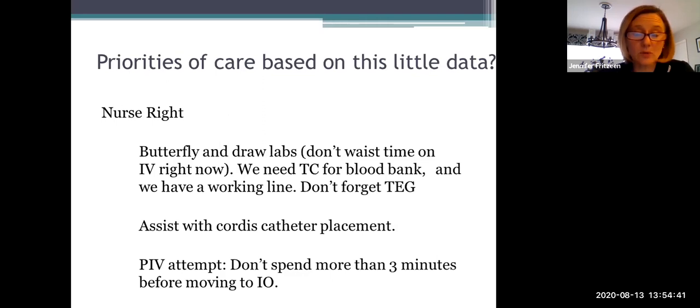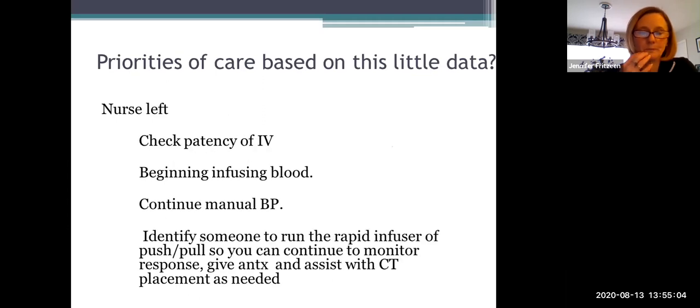Nurse Wright could also assist with Cordis catheter placement. Basically what you want to do is make sure it's open, that the surgeon has what they need, and if you need to get anything for him or her, that's great. Most of this, the surgeon will take care of on his or herself. And again, PIV attempts, don't spend a whole lot of time, because if you're that vasoconstricted, we don't really want to spend that time. Cordis catheter or IO is where we want to go.